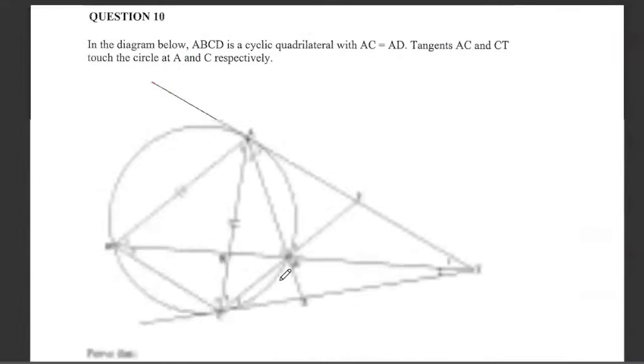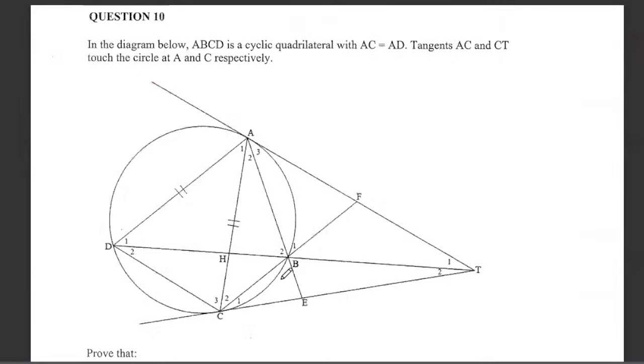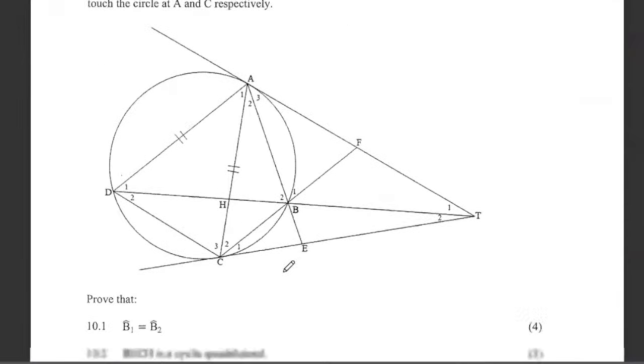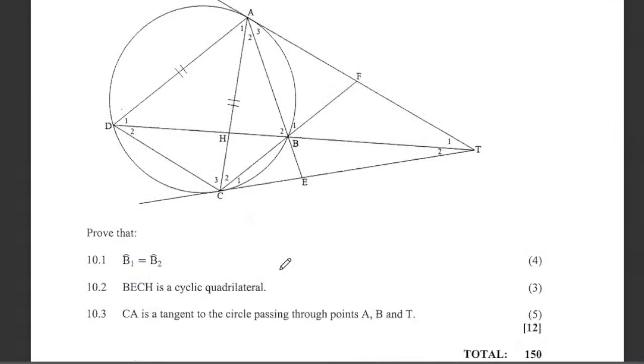Then lastly, question number 10, the diagram below. We still have a cyclic quad where those sides are equal. We have tangents that are touching the circle at different points. One thing we know about tangents coming from one point is that those tangents are going to be equal to each other. So they're asking us the reason why B1 and B2 are the same. So why is B1?